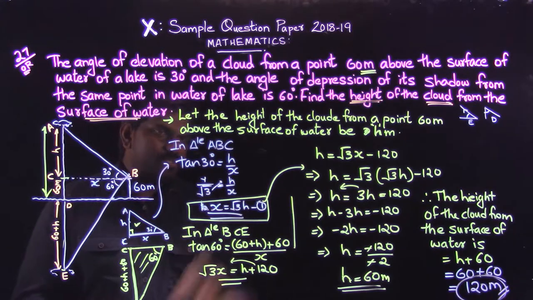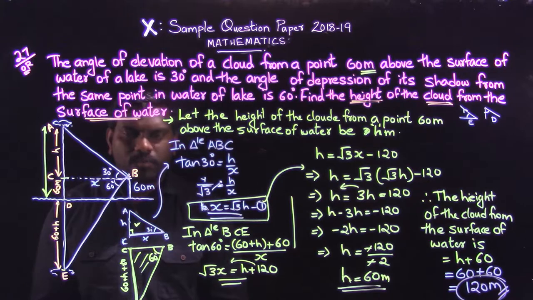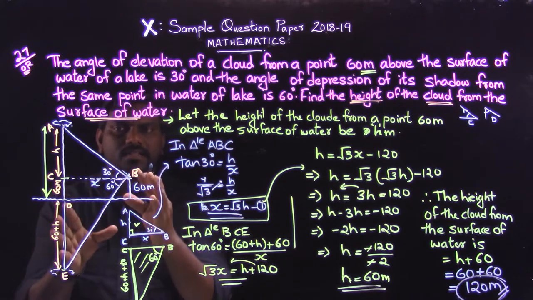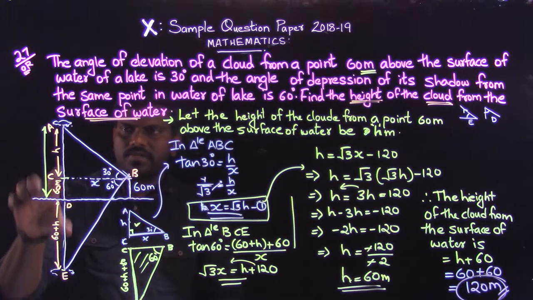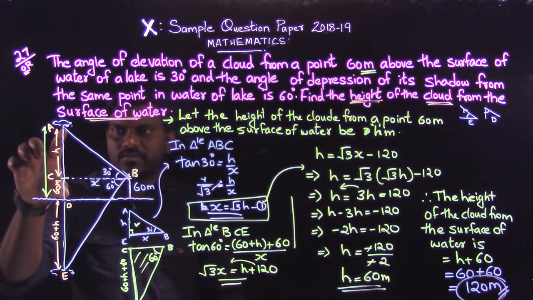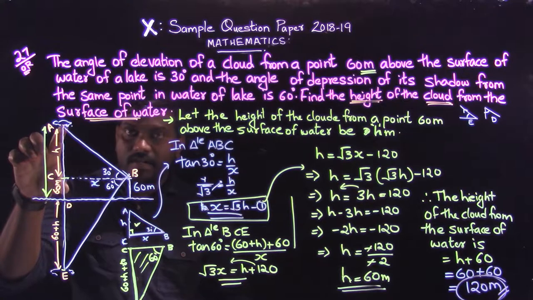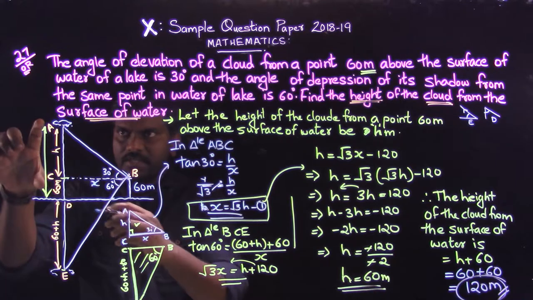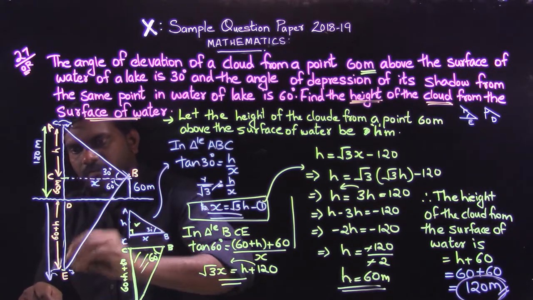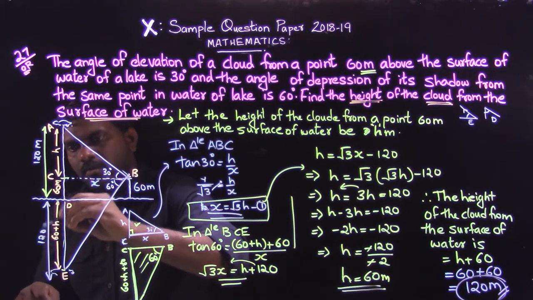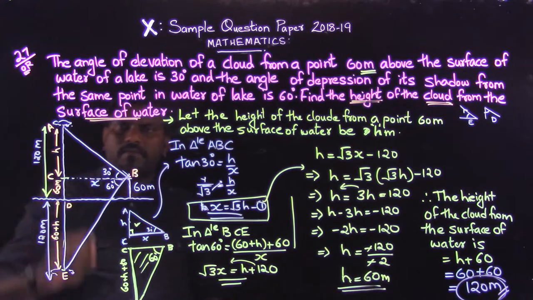Fine, so this is how you solve the question here. I hope you understood the question, understood the diagram, and where it is and how this comes. Whenever you get to see some water reflection, you need to take the entire height, and that entire height will be your reflection. So if I got an answer of 120 here, that means this height will also be 120 meters from the water level. That is how the concept should be.